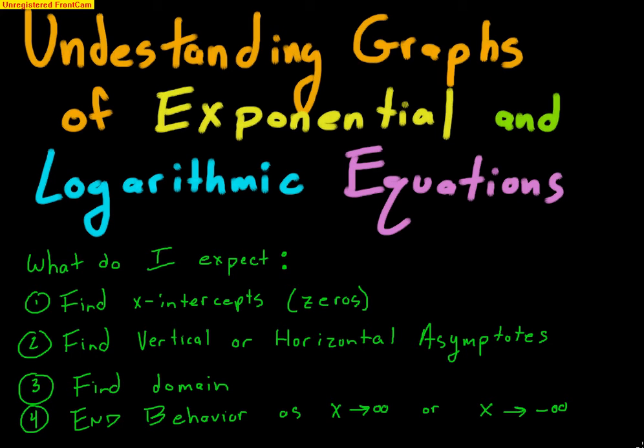Alright, this video is on understanding graphs of exponential and logarithmic functions. I'm going to try to make this fairly simple for you, but there are 4 things that I do expect you to be able to do with these graphs. Find the x-intercepts, which are also known as zeros, find vertical or horizontal asymptotes, find the domain, and determine end behavior. Remember, end behavior is referencing what happens to the function as x goes to infinity, which means to the right, or as x goes towards negative infinity, which means as x goes to the left.